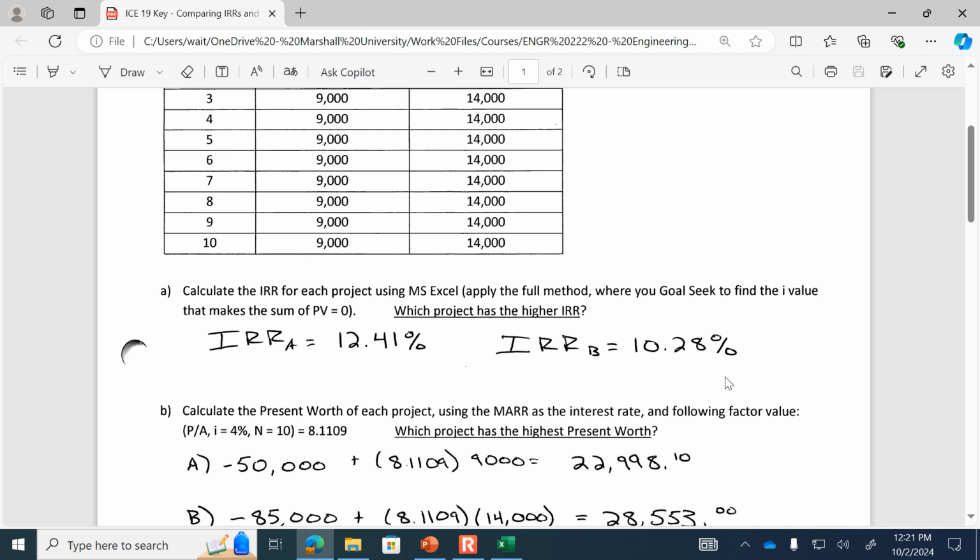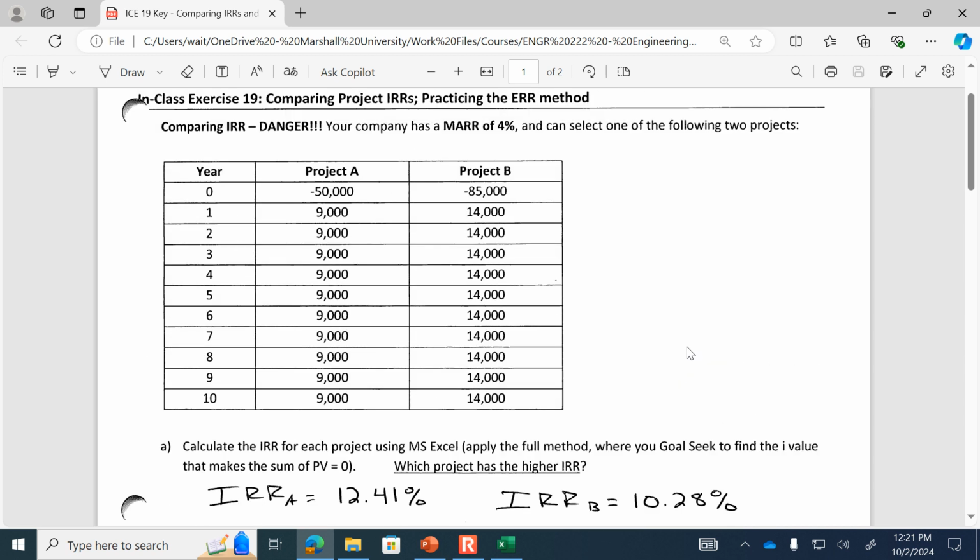So this is saying it's better to earn 10.3% on an investment of $85,000 than it is to earn 12.4% on an investment of $50,000. So project B is more profitable. The present worth analysis will always identify the most profitable project. So you can trust that. You can always trust the present worth analysis to pick the alternative that's the most profitable. So internal rate of return is good for initial screening. Anybody have questions about this first one that we've done?